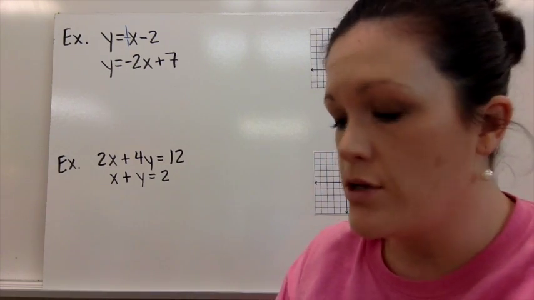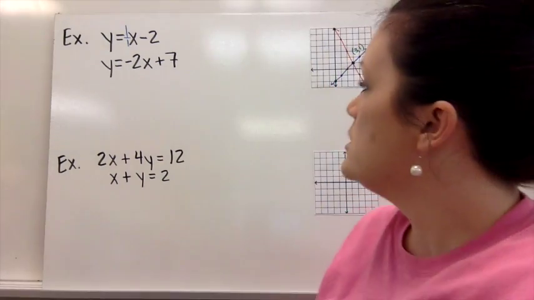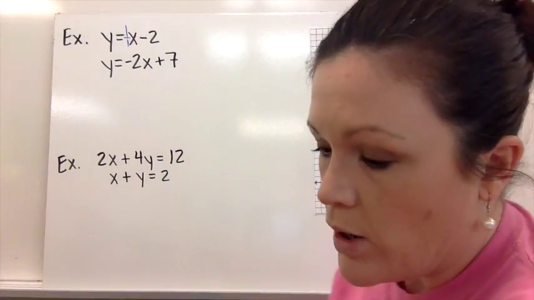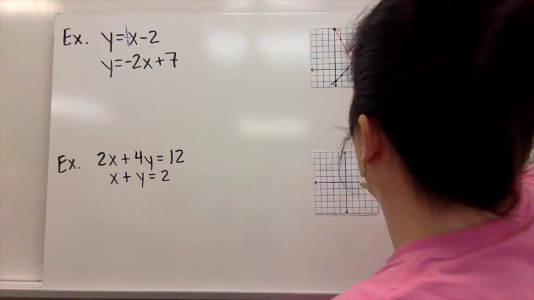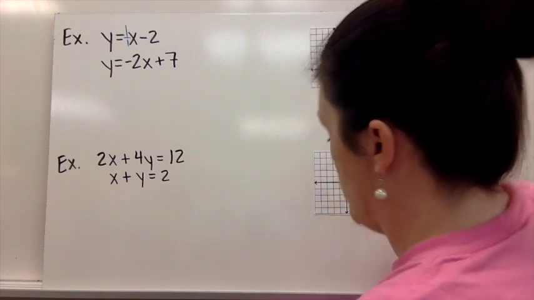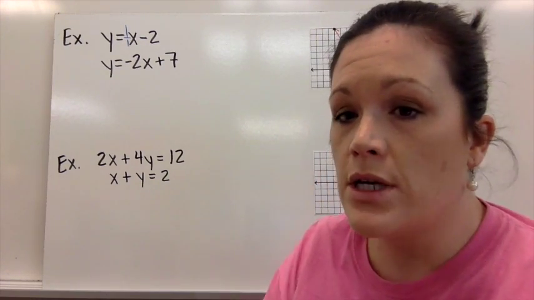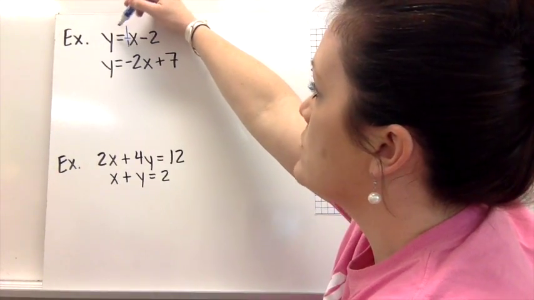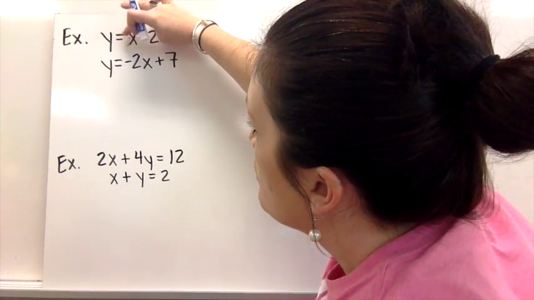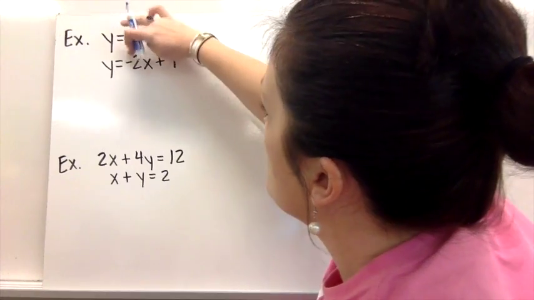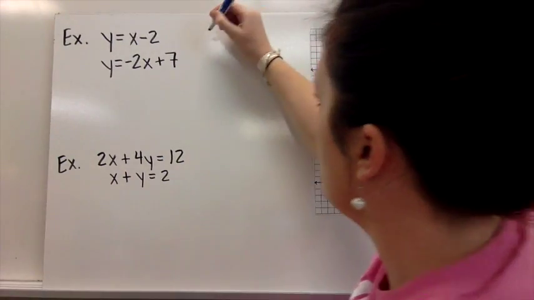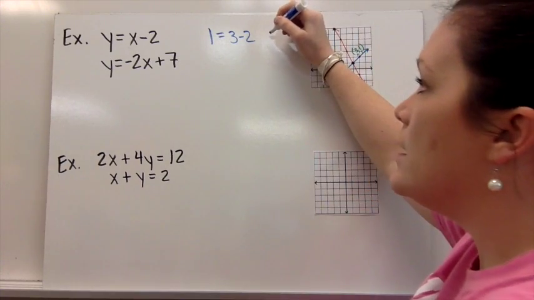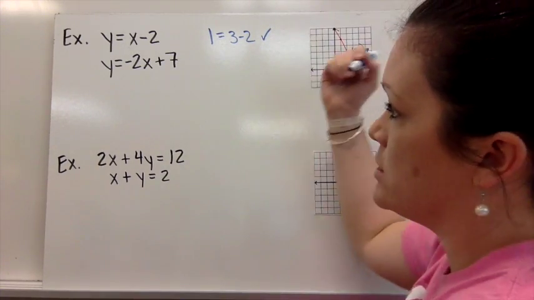But you can also check your solution to make sure it's great. So I'm going to plug in 3 for my x and 1 for my y, because that's what those numbers represent. 3 is x and 1 is y. Back into the equations and check my answer. So y equals x minus 2 was my first equation. So I'm going to say y would be 1. Is that equal to 3 minus 2? And yes, 1 is equal to 3 minus 2.